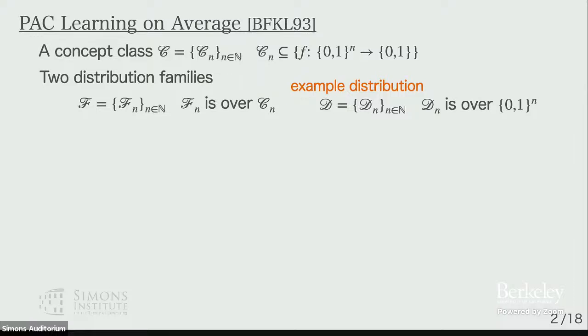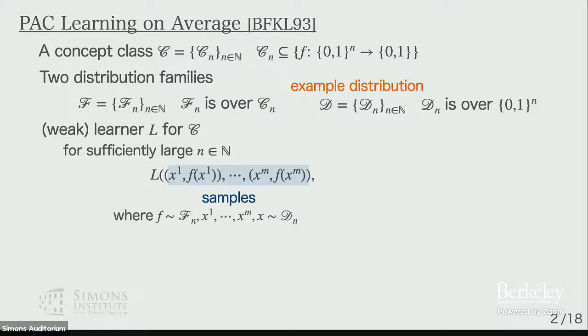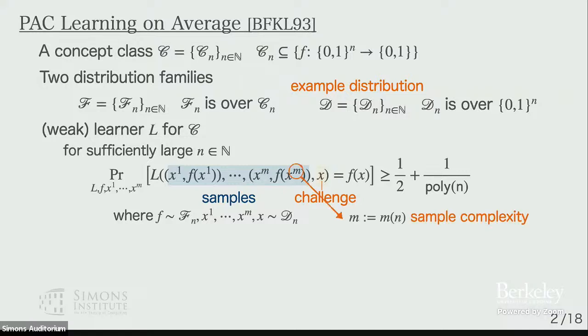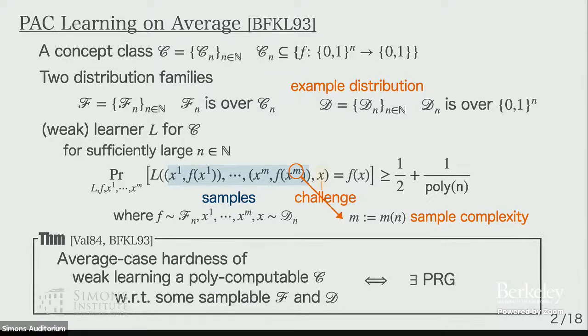In this average-case variant of the PAC learning model, we consider weak learning for class C as follows. The learner is given a sample set, input-output pairs for the target function the learner tries to learn, where this target function is selected according to the distribution F. Each input to the target function, usually called an example, is selected according to the example distribution. The learner is also given an unlabeled challenge, also selected according to the same example distribution. The task is to find the label of this challenge with non-negligible advantage, better than a random guess. We usually call M, the amount of samples the learner requires, the sample complexity. In this model, we can characterize the existence of pseudorandom generators.